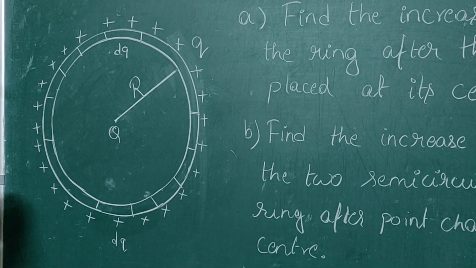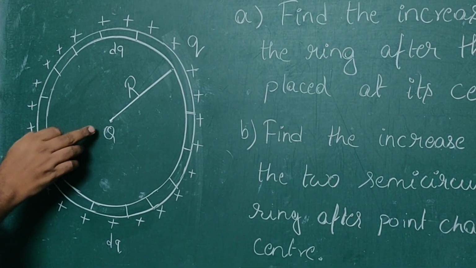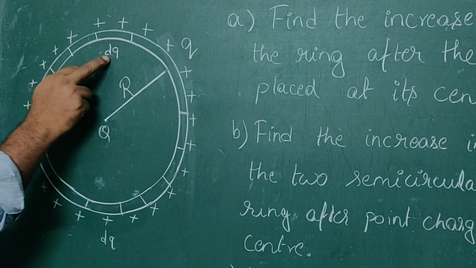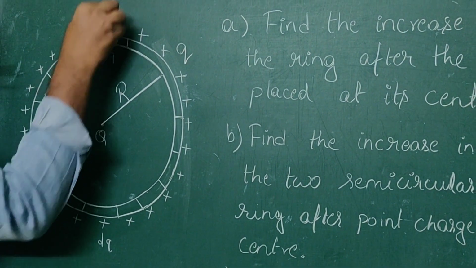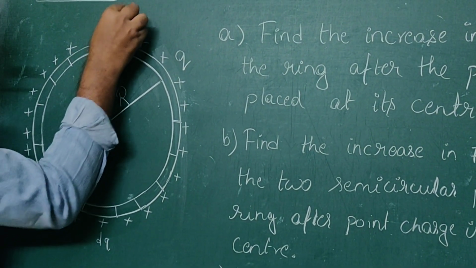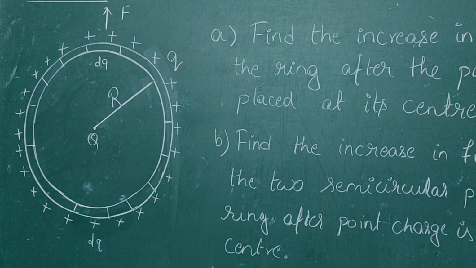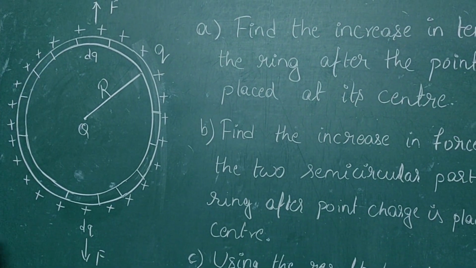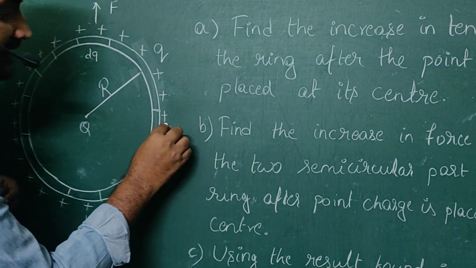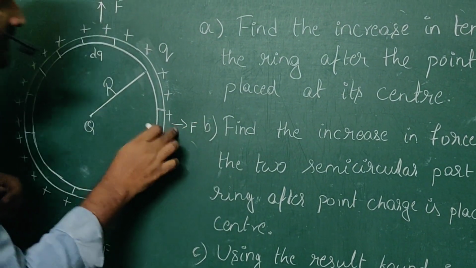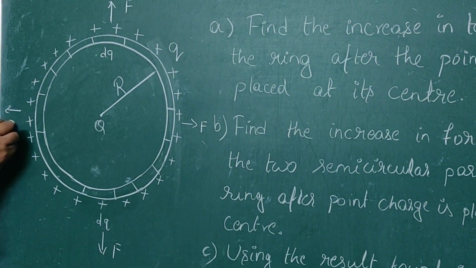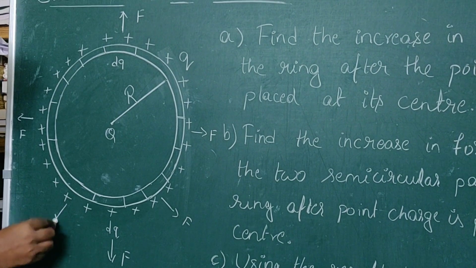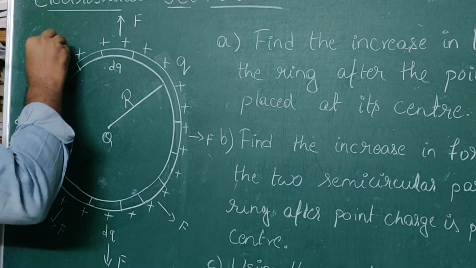Now according to Coulomb's law, there should be an electrostatic repulsive force between the charge placed at the center and the charge of this small segment, and this electrostatic force will be acting in this direction. I'll call this force F, or dF. The same force will be acting on this diametrically opposite segment in the downward direction, and similarly the same amount of force will be acting in this direction on this segment, and in this direction on this segment, and here also we have a segment.